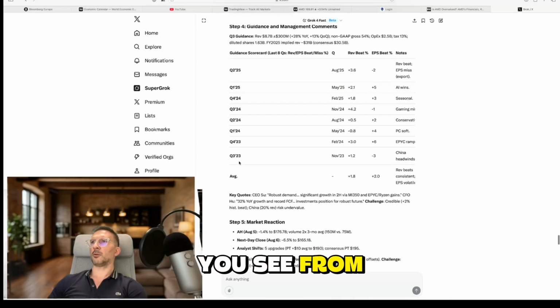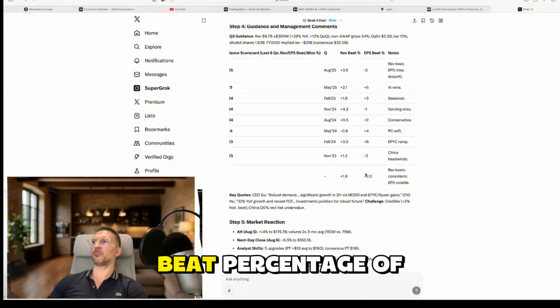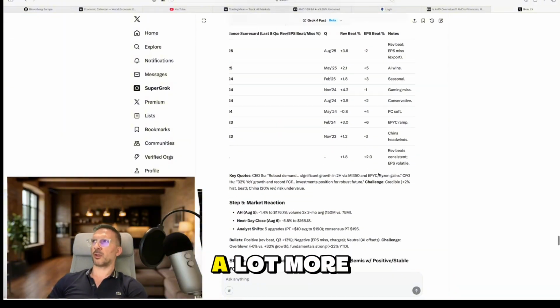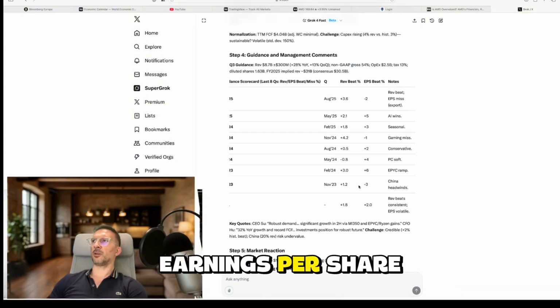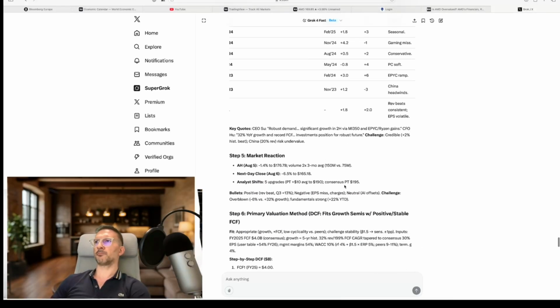You see, from 23 to 25, you have an average of 1.8 billion revenue beat percentage and EPS beat percentage of 2%. Of course, you have a lot more volatility for beating earnings per share than for beating revenue, but more or less the guidance is pretty robust from the company.